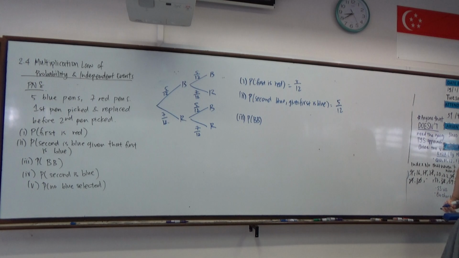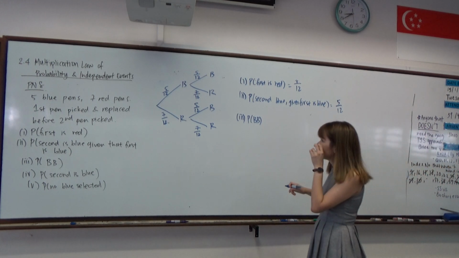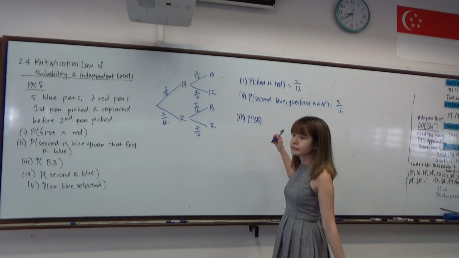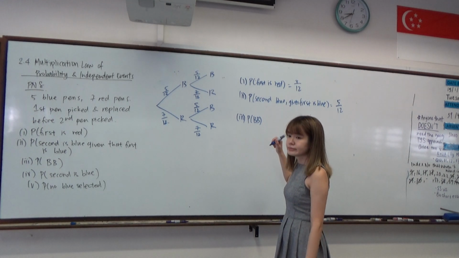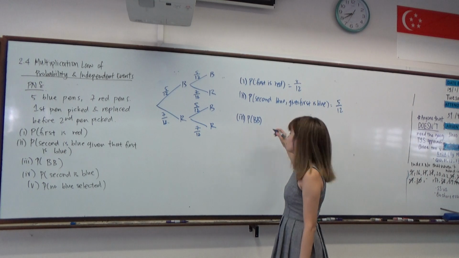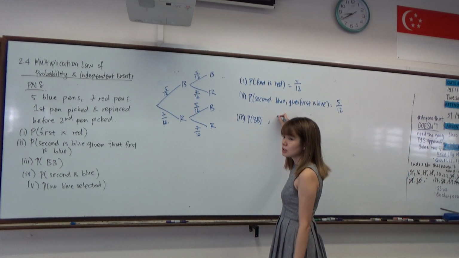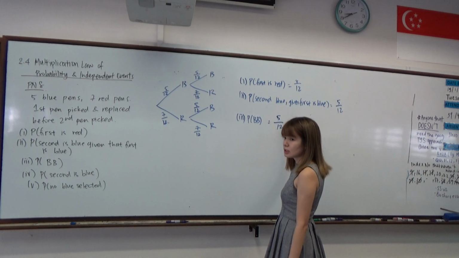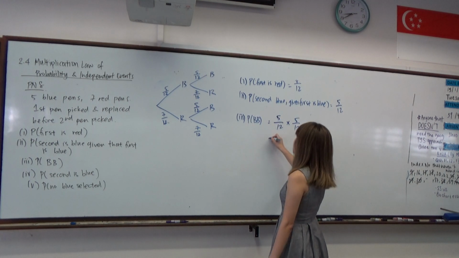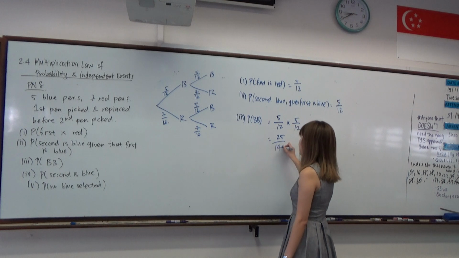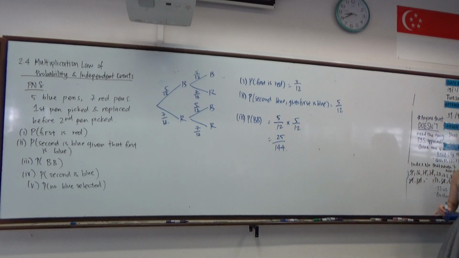Okay. Then after that, the probability that blue will actually be selected both times. 25/144, because 5/12 times 5/12. Okay, so we get 25/144.